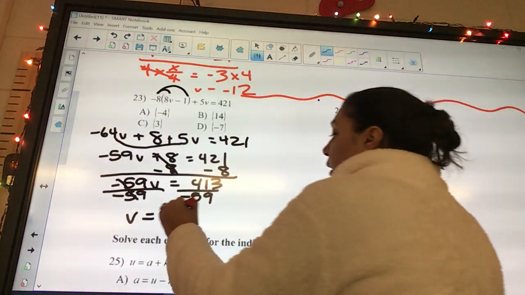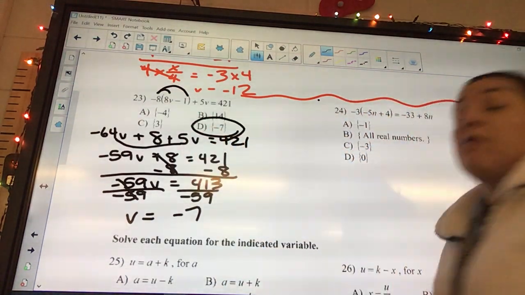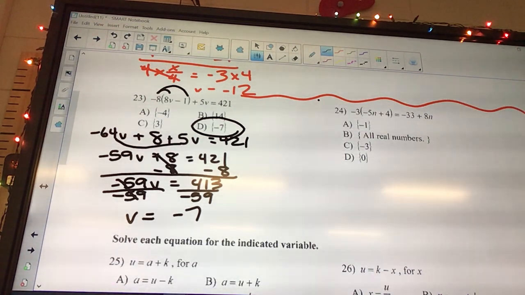Negative 7. Okay, what if your answer is not on there? It's not right, and if you don't want to redo it, then I guess you better guess. That would be my suggestion.